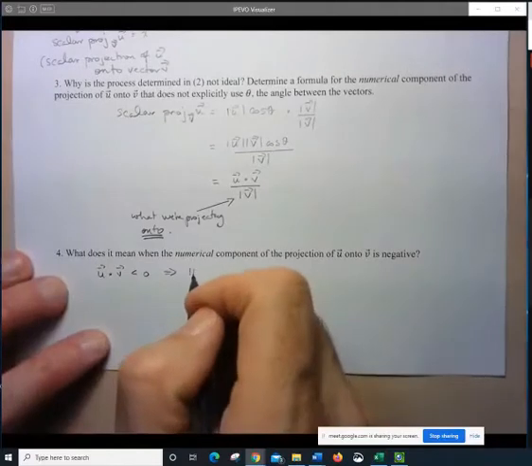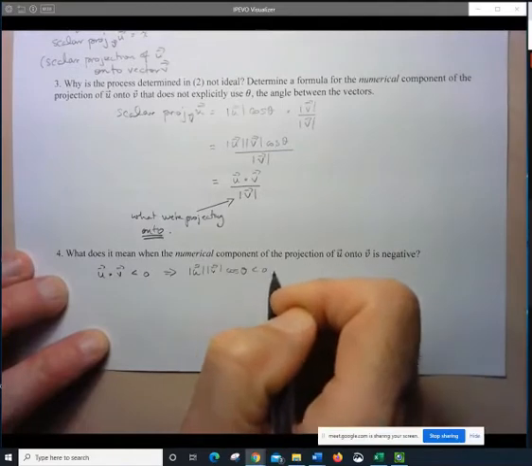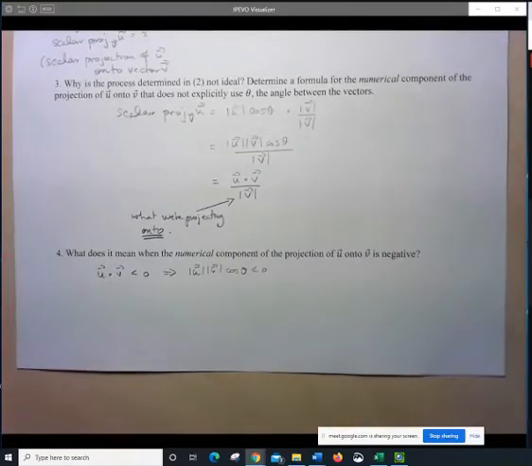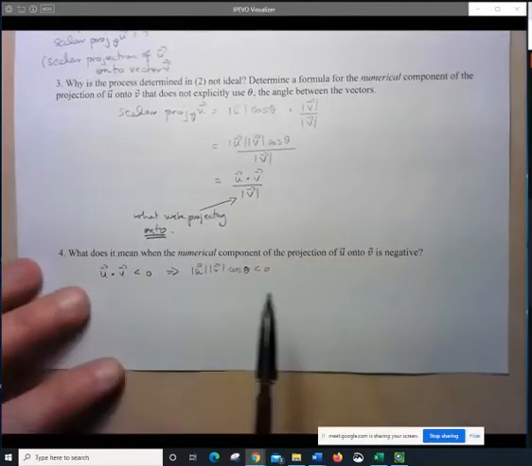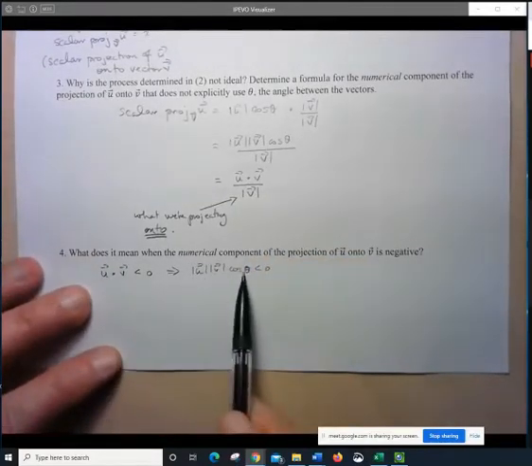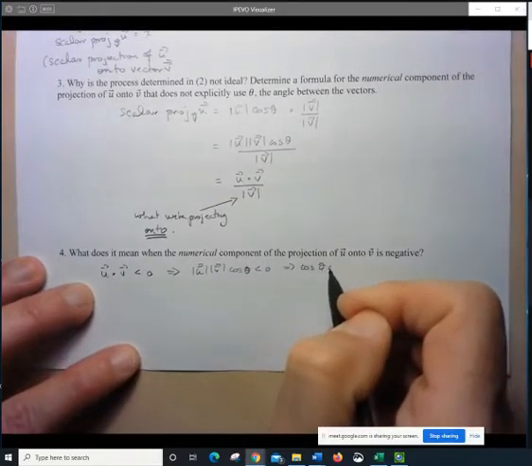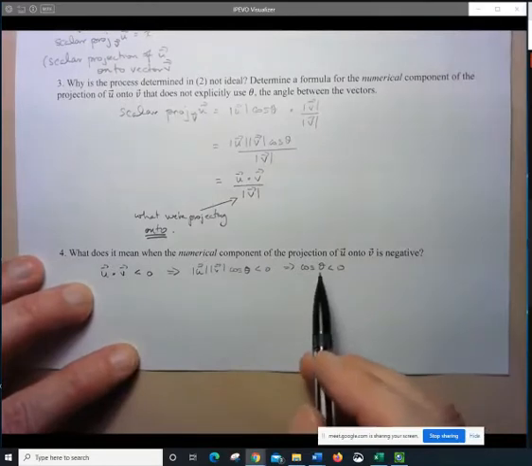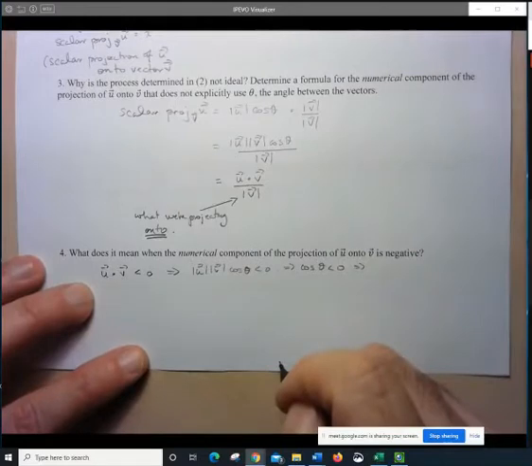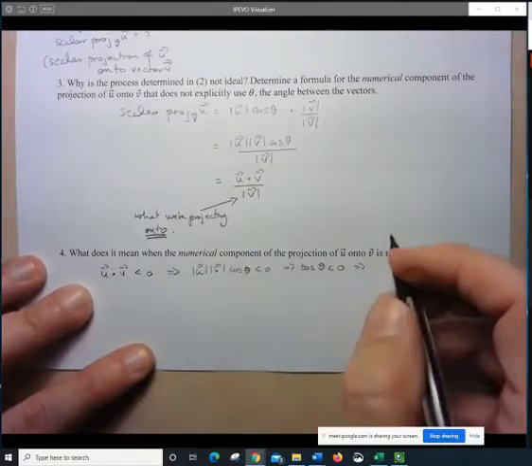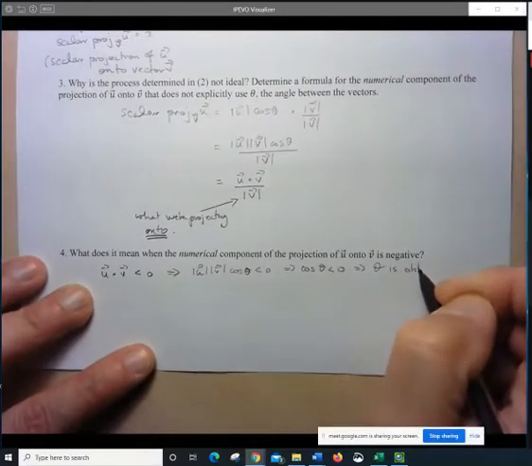So remember, that would mean that magnitude of u times magnitude of v times cos theta is negative. So what must that tell you if this expression is negative? There you go. The only way for this expression to be negative is if cos theta is negative. And when cos theta is negative, we know that the angle is between 90 and 180 degrees. Okay, so here theta is obtuse.